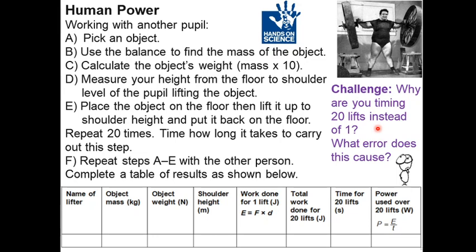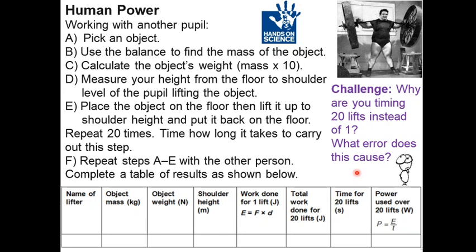So if you increase the amount of time that you are measuring over, it increases the accuracy of your overall time. This does, however, cause an error when you're calculating power, because it includes the time it takes for the person to put the weight back down on the floor and then lift it again.